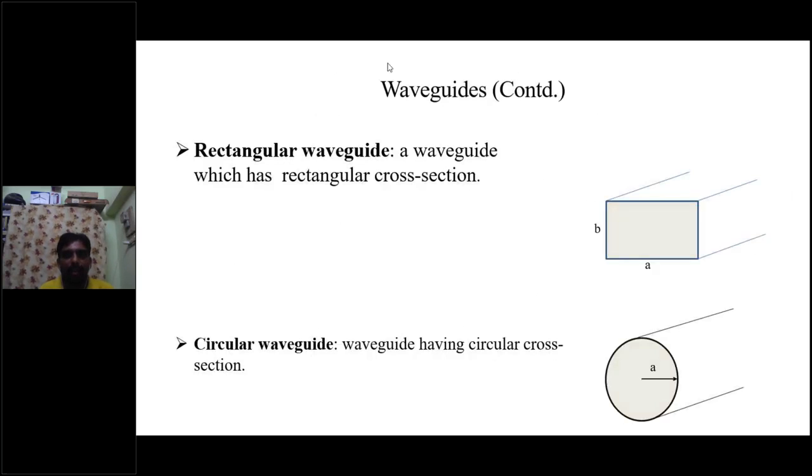Next, these are the basic shapes. For rectangular, along the x-axis is the breadth, which we represent with A, and along the y-axis with B. For the circular waveguide, we take the radius of the circle from the center point, and I represent it with A.